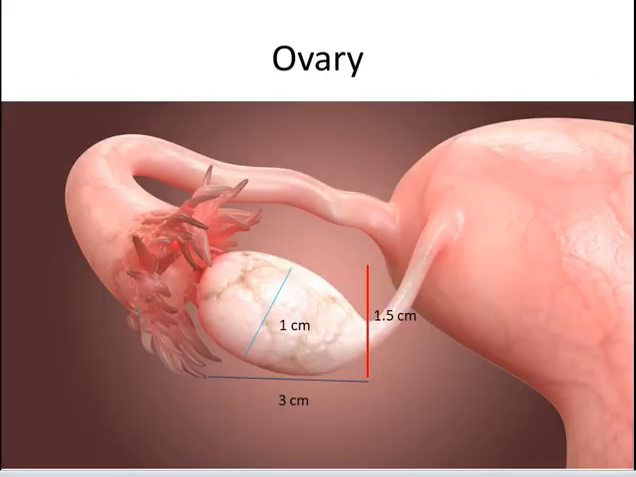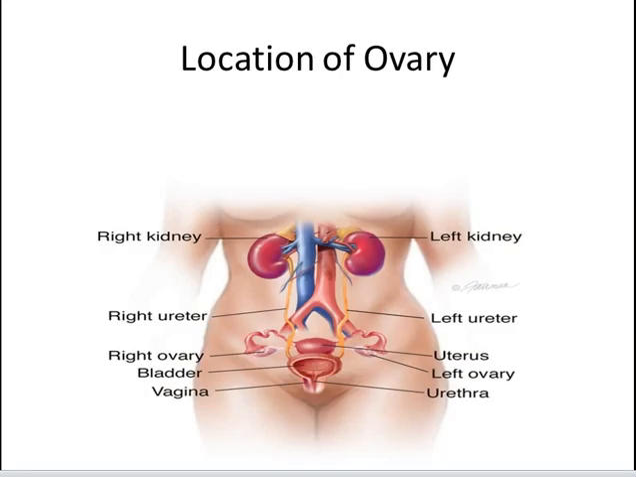First, the ovary. It is the primary female sex organ which has the main function in the production of egg or ovum and the female reproductive hormones. It is a solid, oval or almond-shaped organ measuring 3 cm in length, 1.5 cm in breadth and 1 cm in thickness. It is located in the upper lateral part of the pelvis near the kidneys.